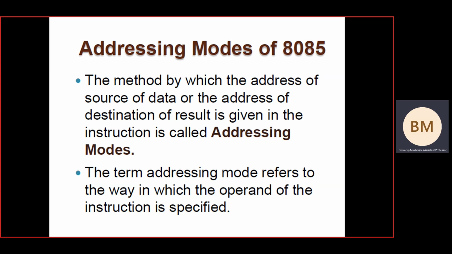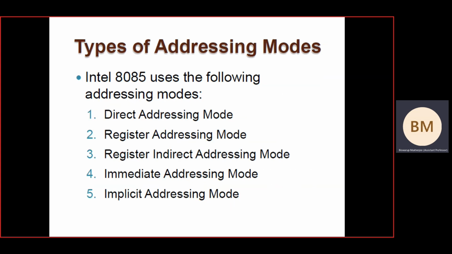The term addressing mode refers to the way in which the operand or the instruction is specified. Now there are various types of addressing modes. Generally 5 types of addressing modes are there in 8085. Those are direct addressing mode, register addressing mode, register indirect addressing mode, immediate addressing mode, and implicit addressing mode. These are the 5 types. We have to know about all these 5 types of addressing modes.